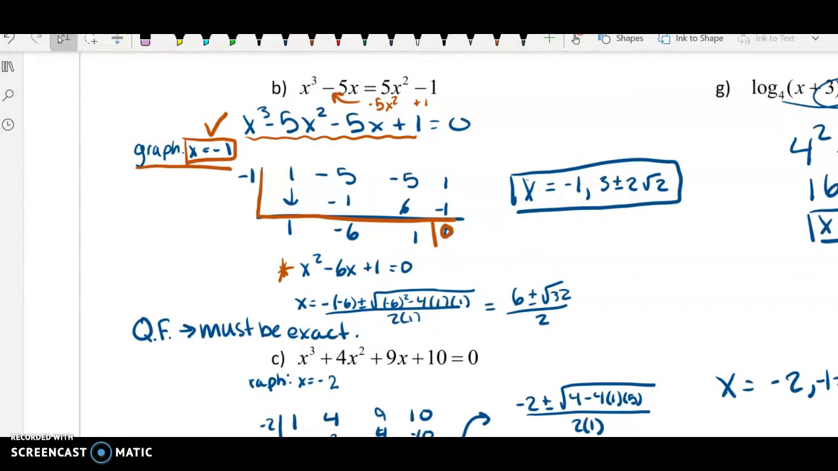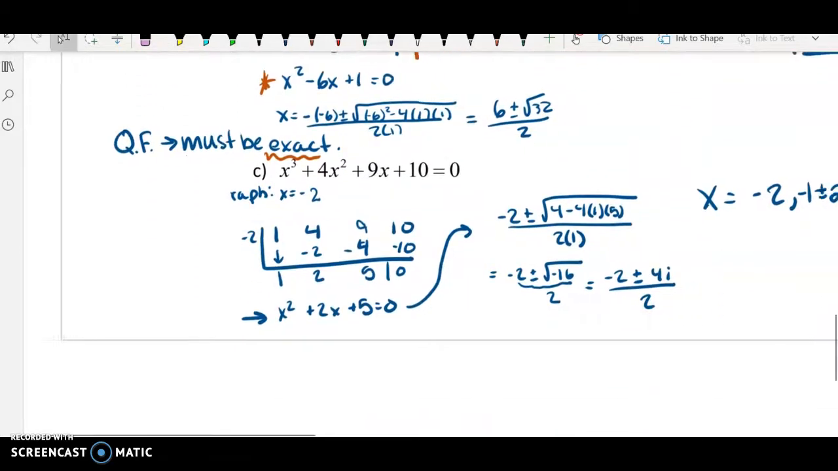Then I look at it and I'm thinking, what multiplies to get +1 but adds to get -6? Absolutely nothing. So you're going to have to do the quadratic formula. Remember, the quadratic formula is always exact, and then you're going to get your lovely answer over here. Make sure it's completely simplified.